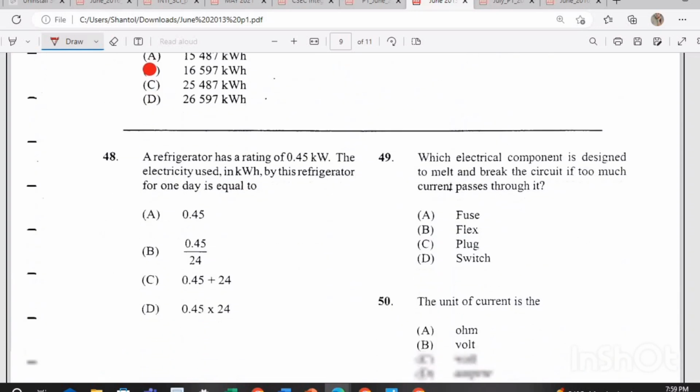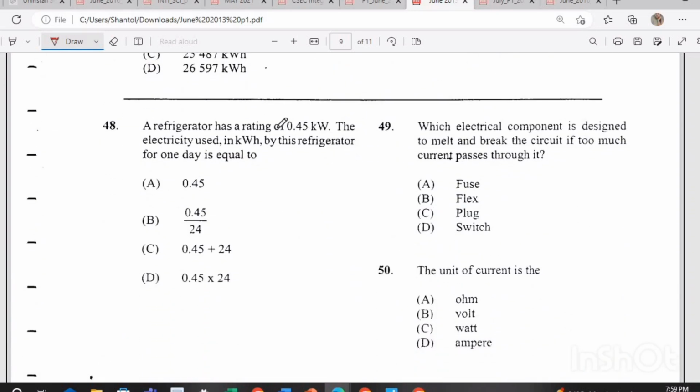Question 48. A refrigerator has a rating of 0.5 kilowatts. The electricity used in kilowatts per hour by this refrigerator for one day is equal to... B. The kilowatts divided by the amount of hours in the day would tell you how much it uses per hour.